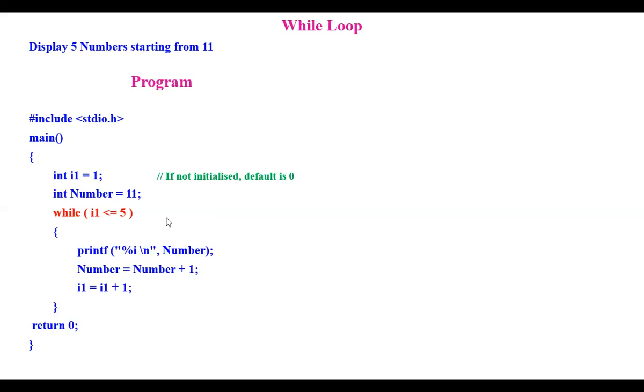There will be a lot of difference. When it is initialized with 1, it starts with 1, 1, 2, 3, 4, 5. Only 5 times this loop will be executed. So that is the difference and we need to be very careful here. So compile and execute this. It displays 5 numbers starting from 11. Okay. So here, let us see how this works with the help of a flow chart.